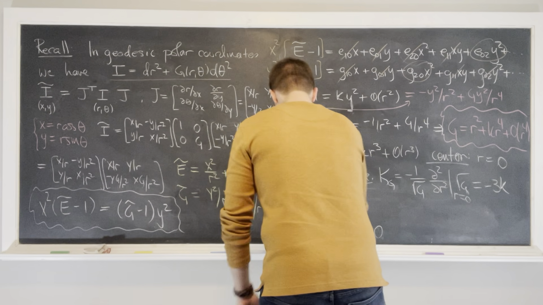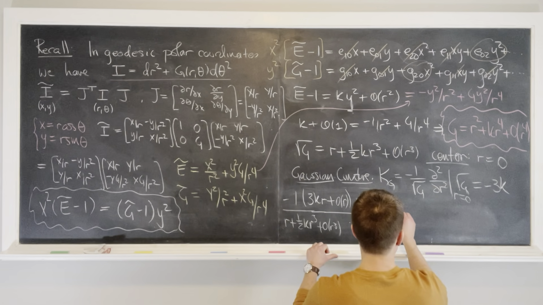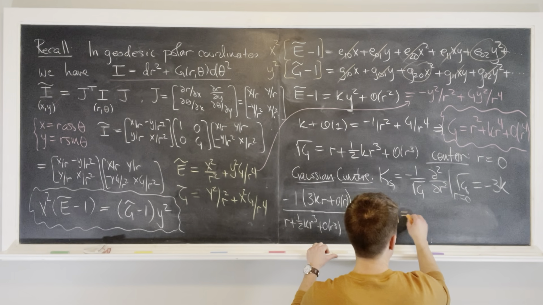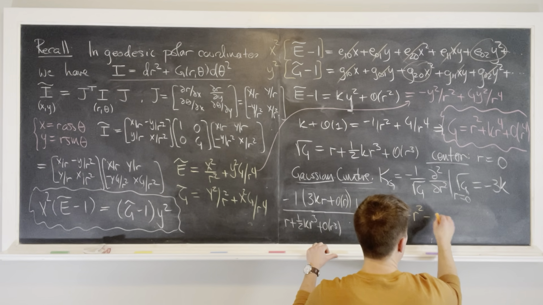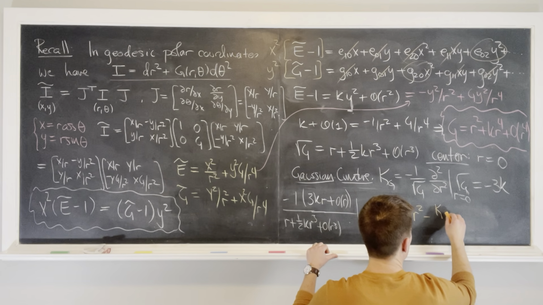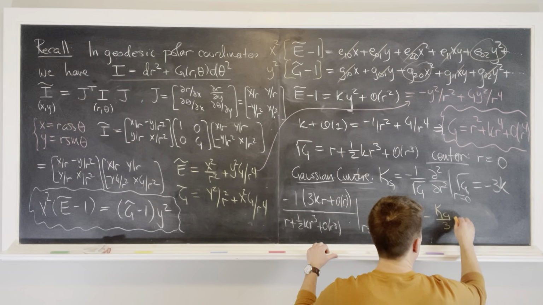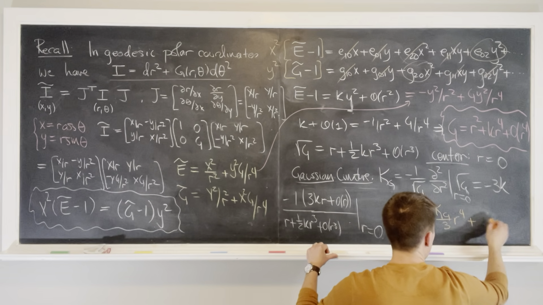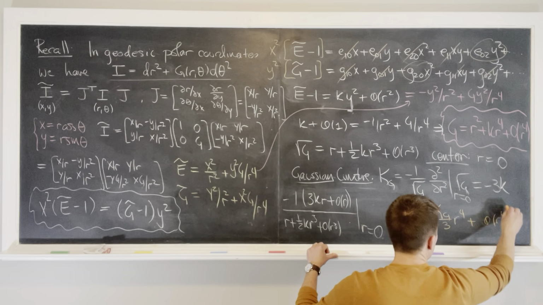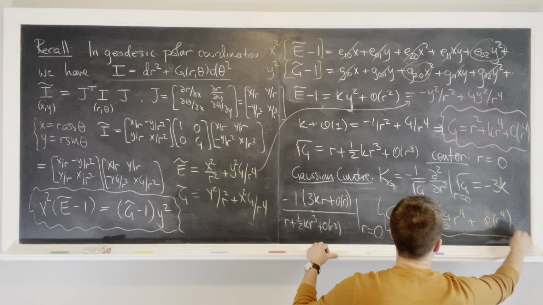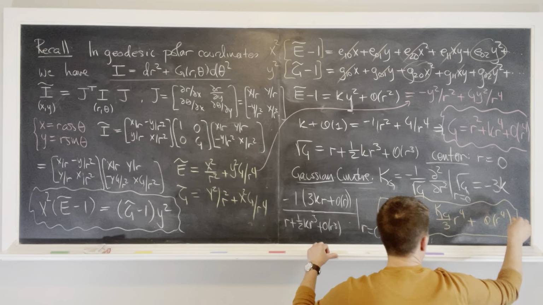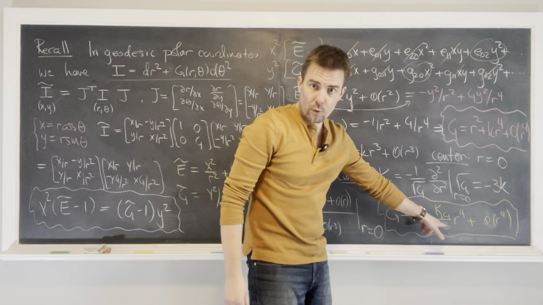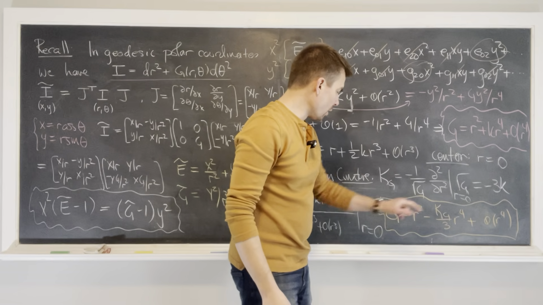So now we have our final result. Our final result is that this g over here is really r squared minus the Gaussian curvature over 3, r to the fourth, plus little o of r to the fourth power. Beautiful. So the Gaussian curvature is acting as a fourth order correction in our local Taylor expansion.